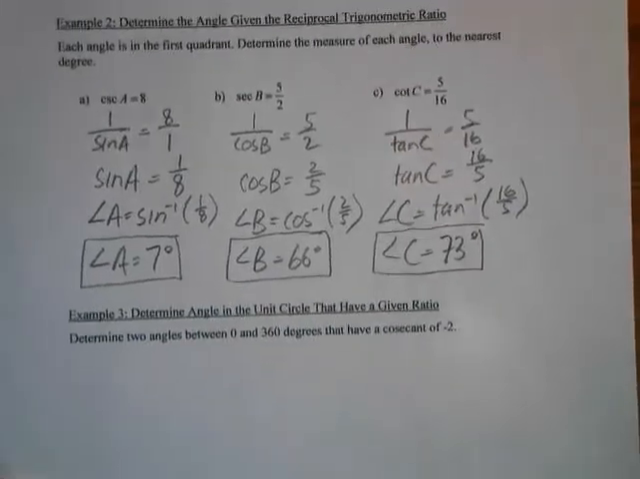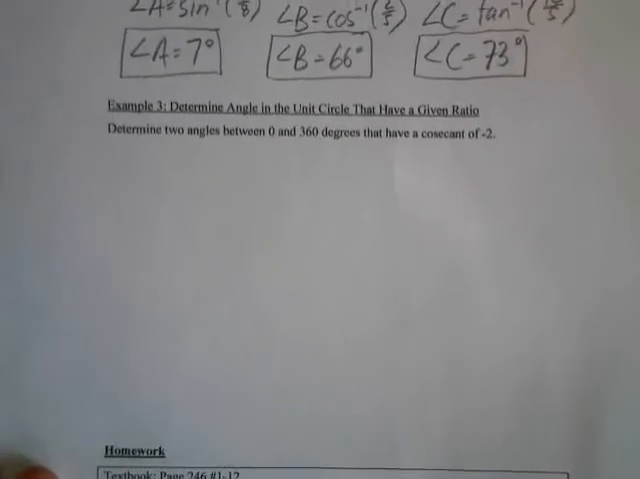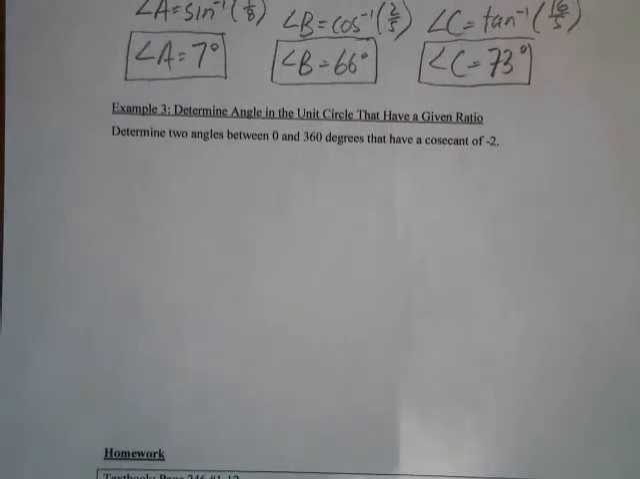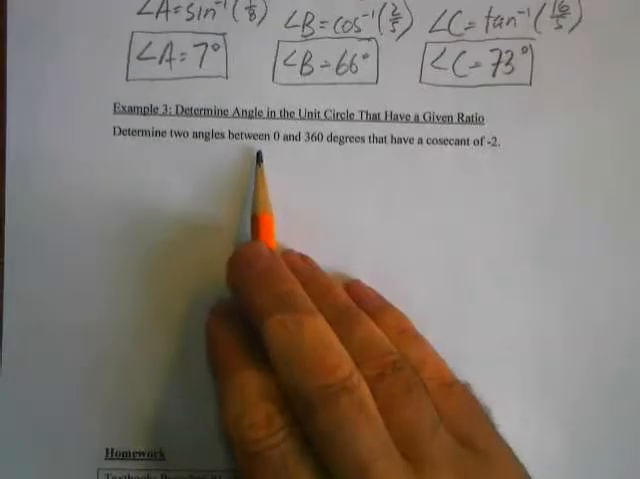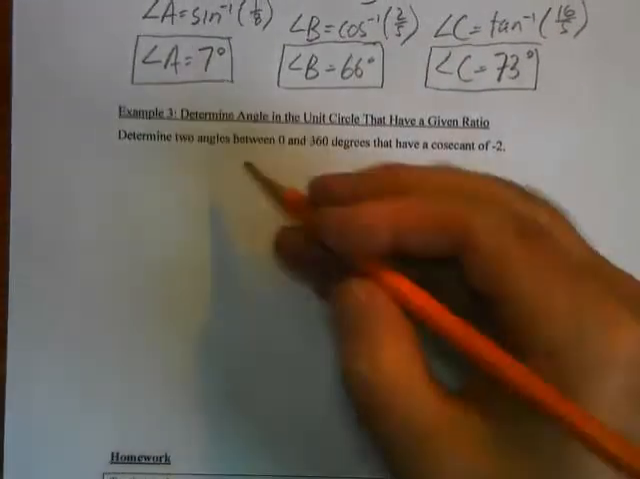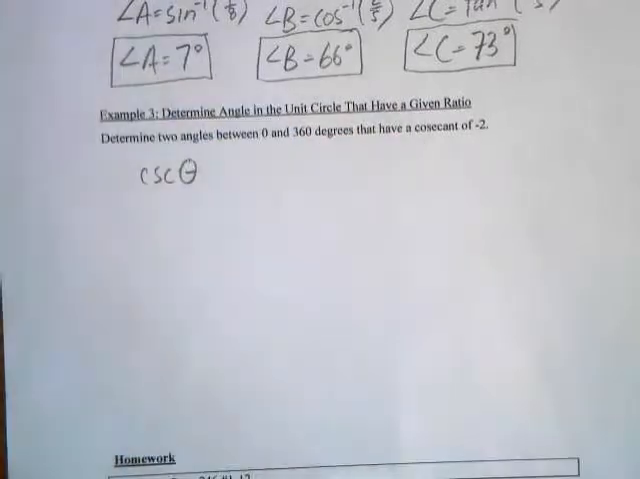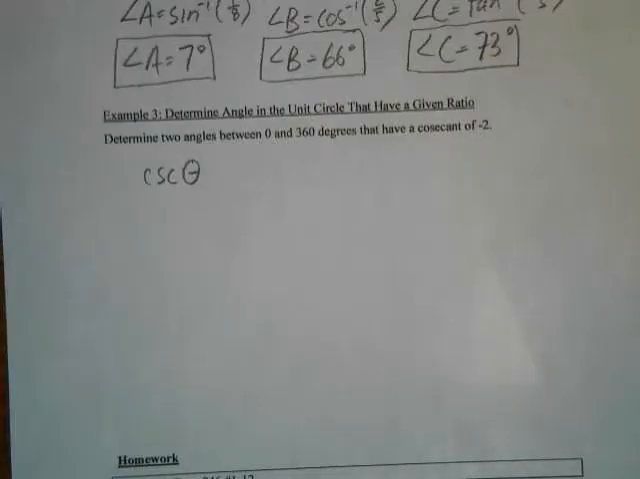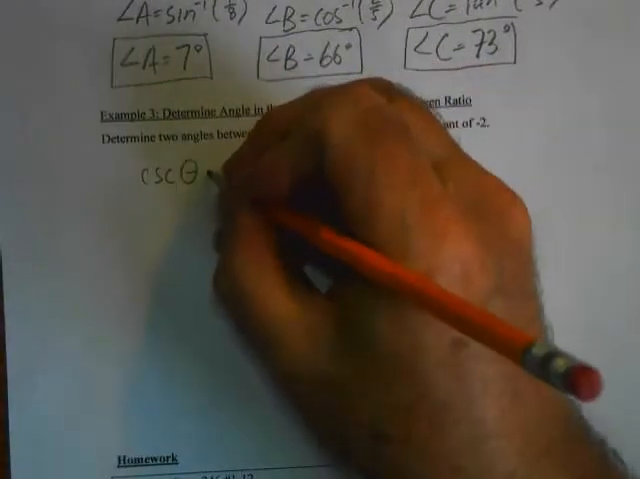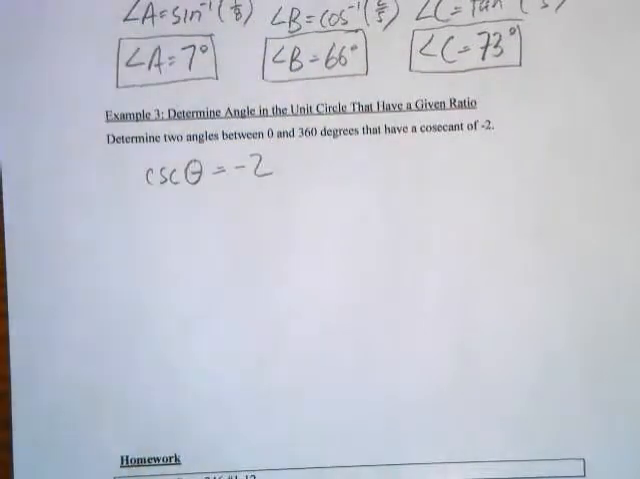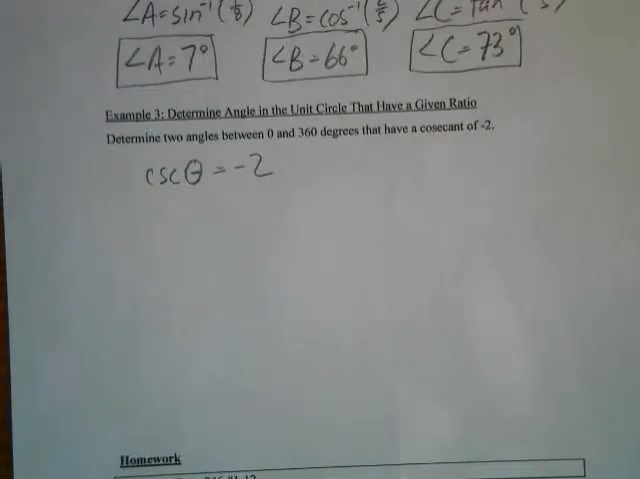Okay, so one more question here. It says determine two angles between 0 and 360 that have a cosecant, I probably should say ratio, of -2. So this is saying cosecant of the angle is equal to -2. So I can actually create an equation. So theta will be the angle or angles I'm looking for. Cosecant theta equals -2. But of course I can't use my calculator with cosecant.